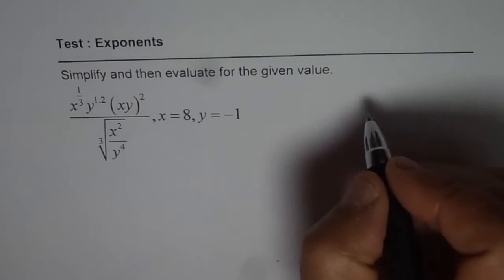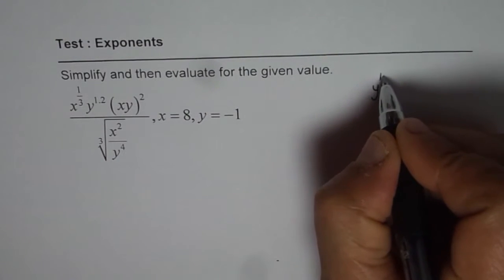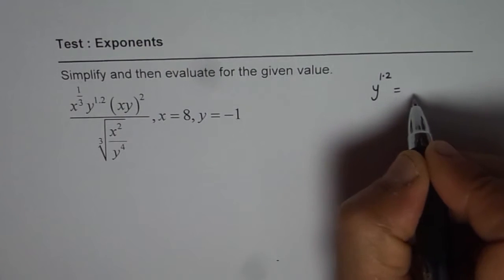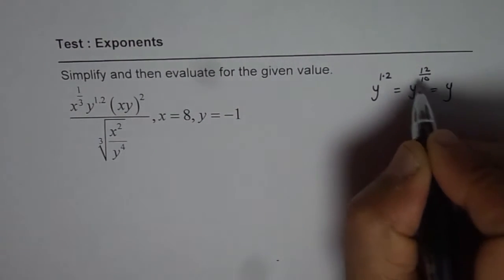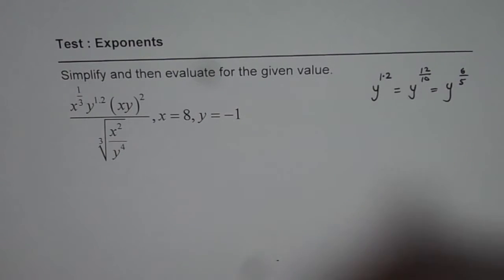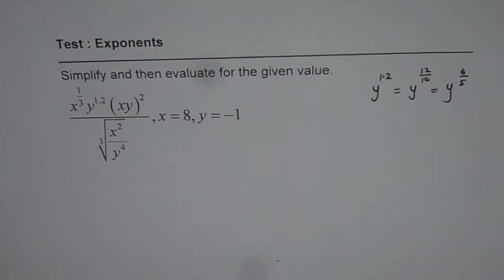Now here we have one term as y to the power of 1.2. You could write this as y to the power of 12/10, which is y to the power of 6/5 in fractions, correct? Or you can use decimals also. So either way you can solve this equation and simplify. That's all up to you, okay?